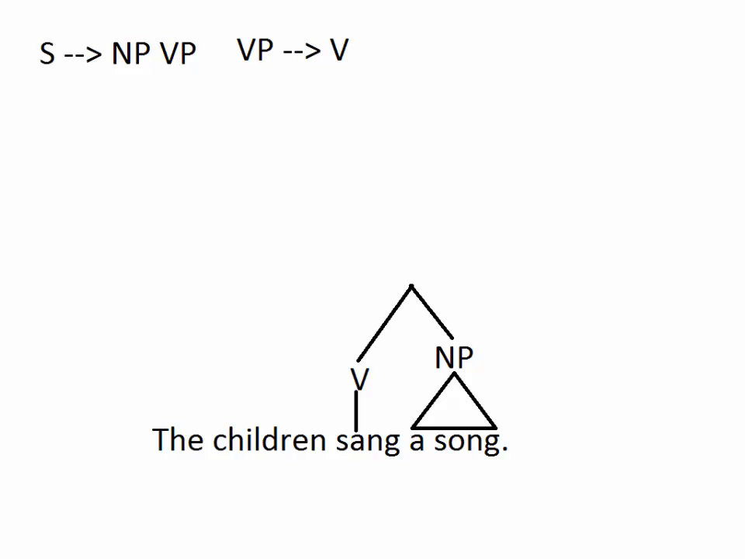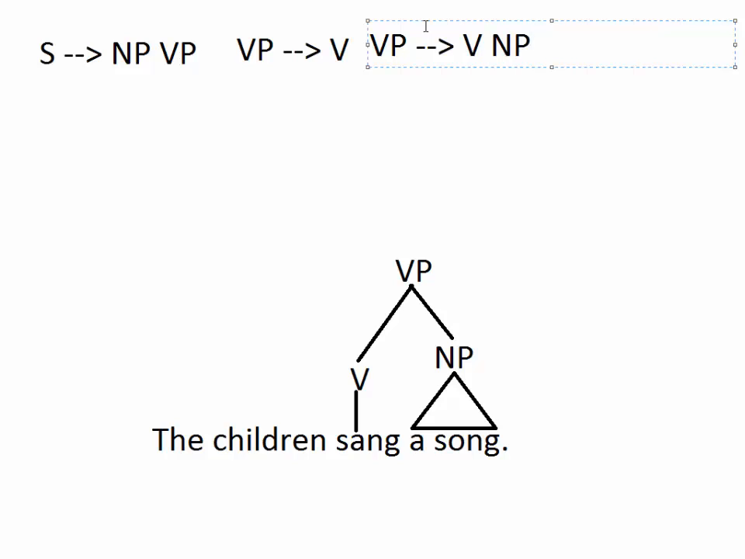Okay, so in this case they're going to combine together to make a verb phrase. There we go. So in this case we'll have a verb phrase that consists of a verb plus a noun phrase. Okay, so we can add that in up here to our rules. Sometimes we have a verb phrase that consists of a verb followed by a noun phrase.